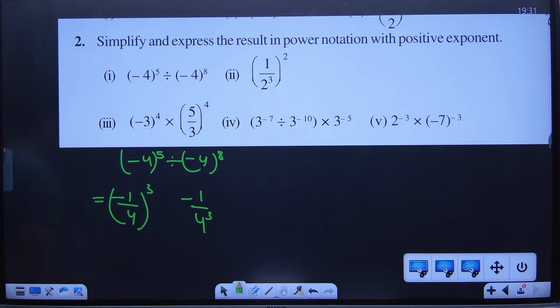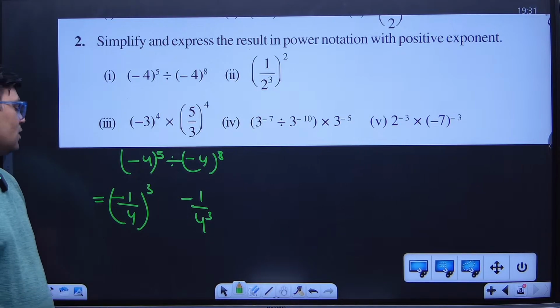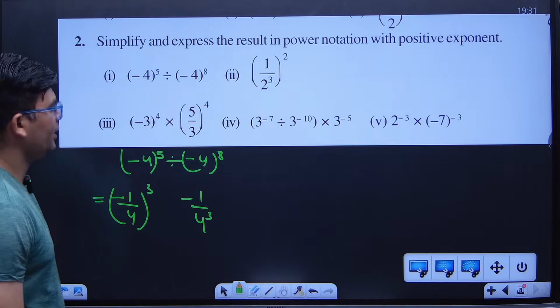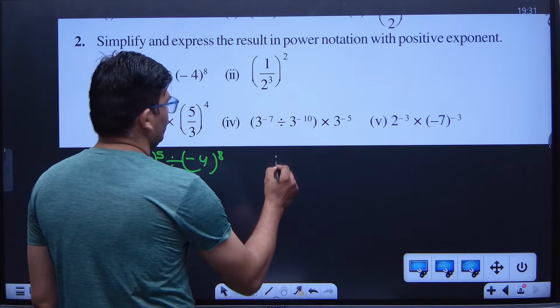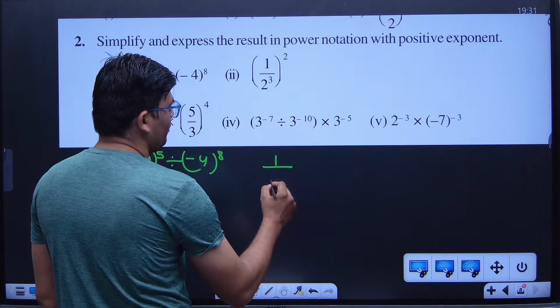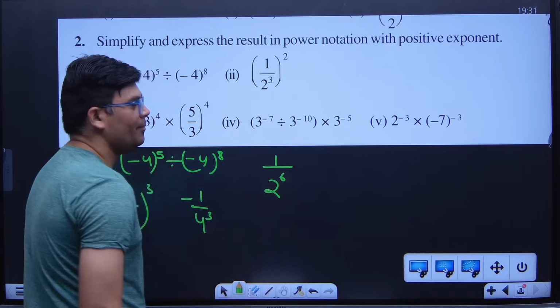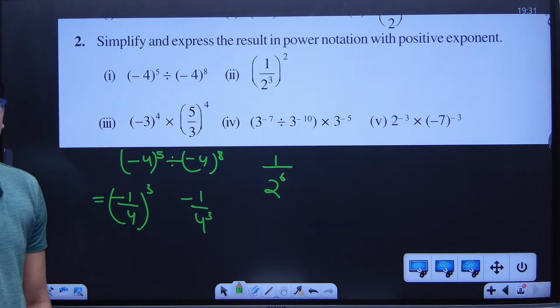So it'll be 1 to the power 2 by 8 to the power 2. No, you have to say like this: 1 by 2 raised to the power 6. Simple. Oh, you can do that.